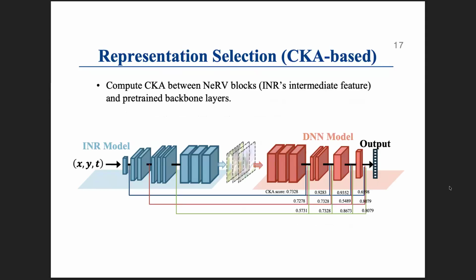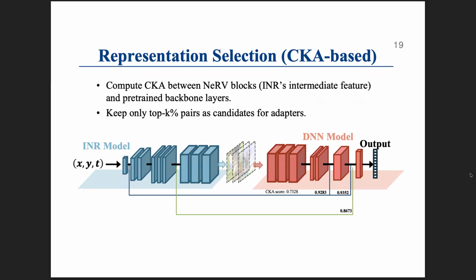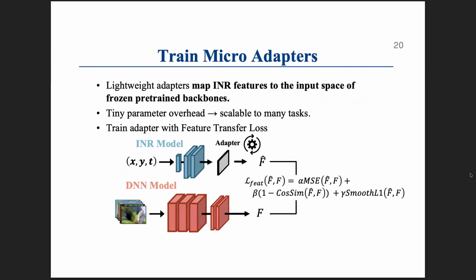The next question is where to connect the INR to each downstream model. NVP solves this using CKA-based representation selection. We compute the similarity between INR intermediate features and the layers of a pre-trained backbone. A high CKA score means the two layers encode similar information. Therefore, NVP keeps only the top-ranked layer pairs as candidates instead of exhaustively testing every possible connection. This makes representation selection efficient while still finding near optimal layer pairs.